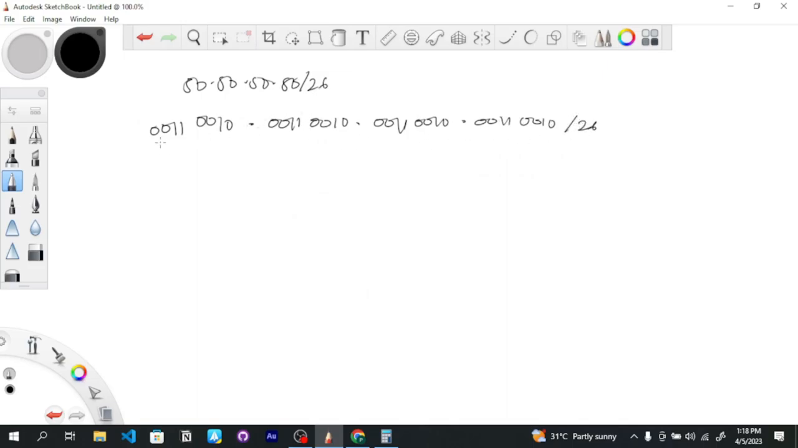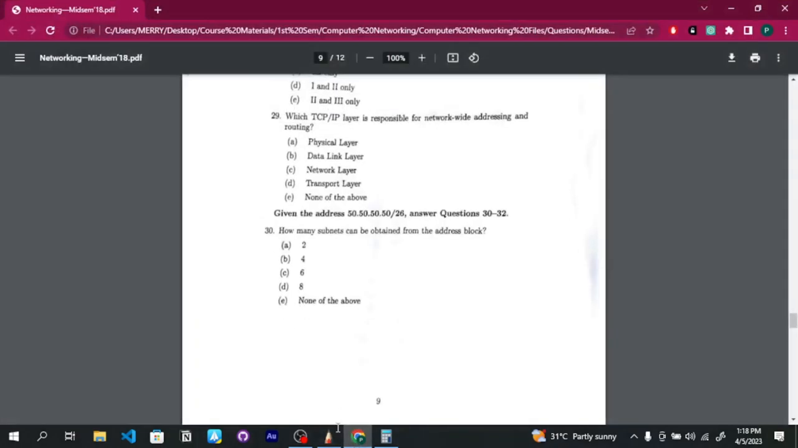Oh, we already know that. So 8, 16, 24, 25, 26. So this is your network portion. Great. And we already talked about how to find the number of hosts that you can get. You understand?